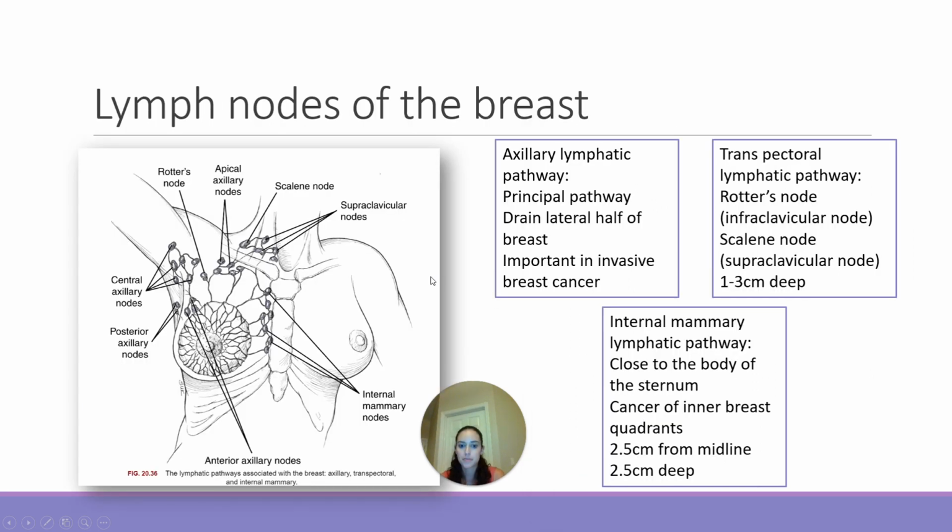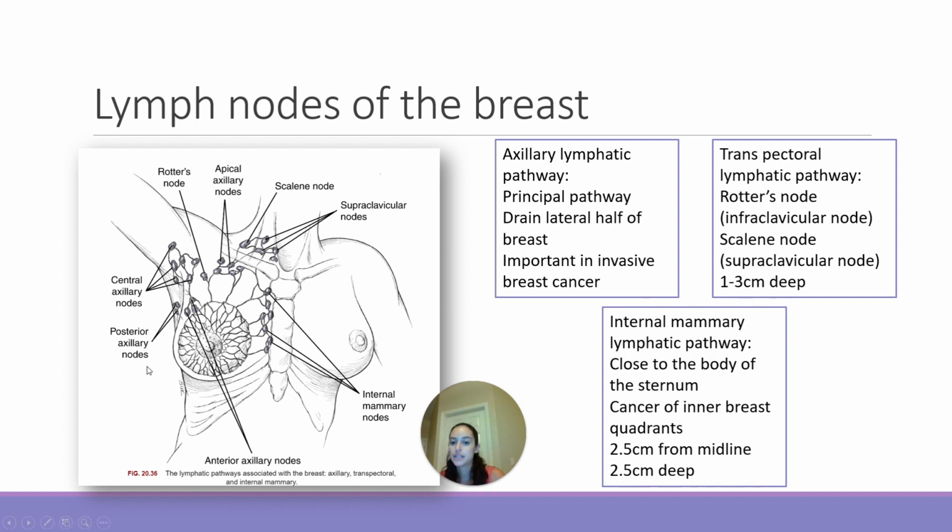All right, so the lymph nodes of the breast. Here we go, let's get a little bit more in depth. So there are 3 main pathways that your book discusses. We have the axillary lymphatic pathway, the transpectoral lymphatic pathway, and your internal mammary lymphatic pathway. So let's start from the lateral side. Laterally, we have the axillary lymphatic pathway. This is known as the principal pathway. This drains the lateral side of your breast, so the entire lateral side of your breast. If it's your left breast, the entire left side of your breast. If it's your right breast, the entire right side of your breast.